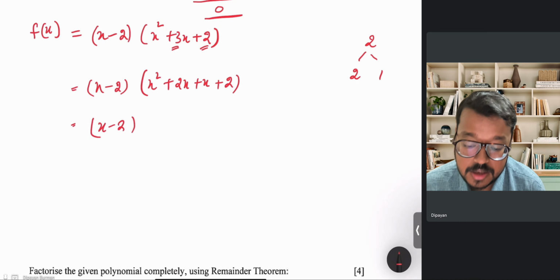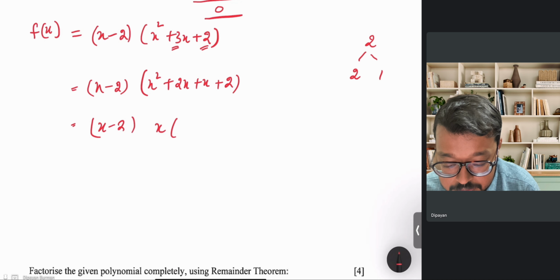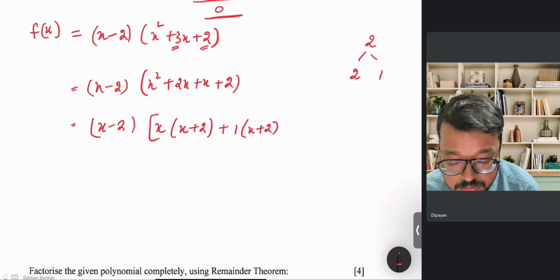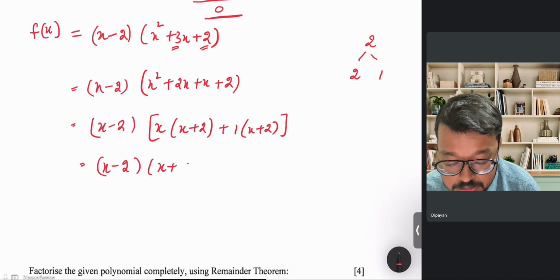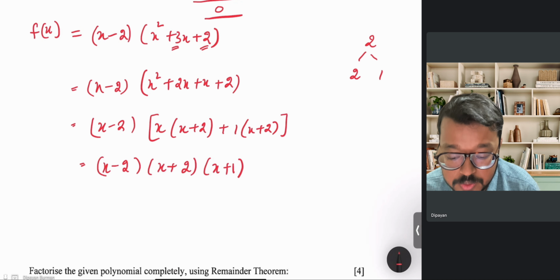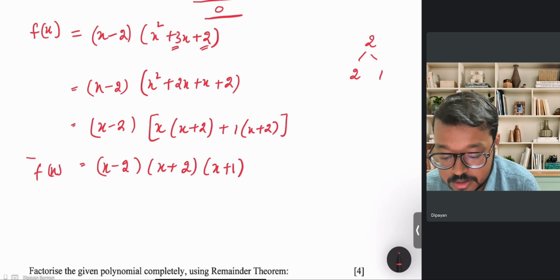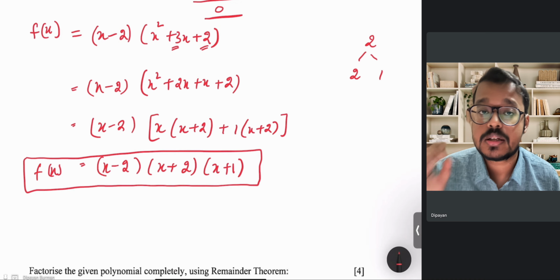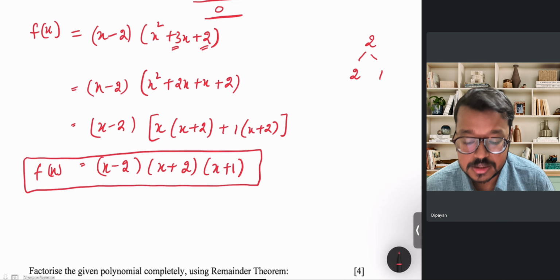So we can now find common factors. X square plus 2x, common factor is x. And x plus 2, I will write it as 1 into x plus 2. So x minus 2 into x plus 2 into x plus 1. So this is the cubic polynomial factorized completely. So I should write the cubic polynomial as product of its linear factors.